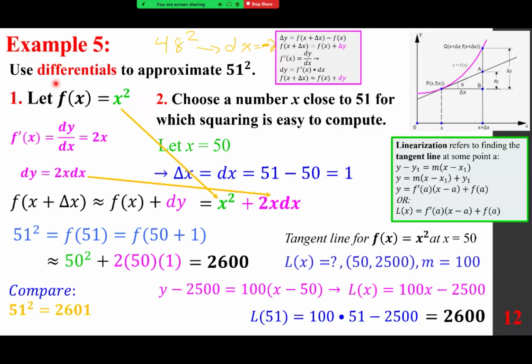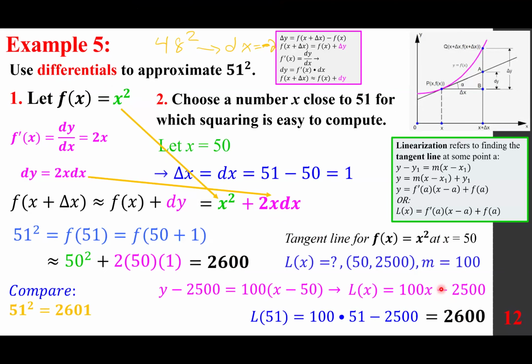In other words, differentials and linearization result in the same answer, and they must. Those are equivalent processes, finding the differential and linearization, equivalent processes. That's why they have identical answers.